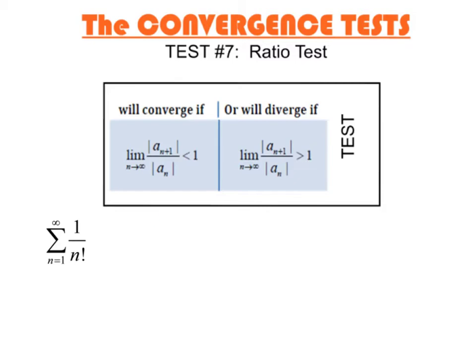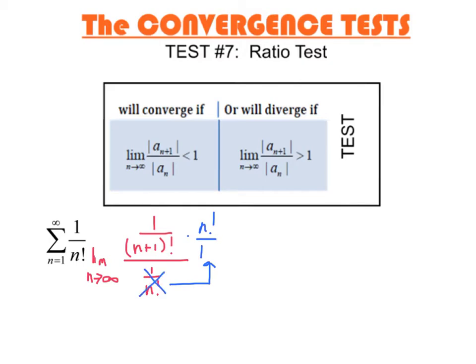The n plus first term would be 1 over n plus 1 factorial. Then we divide it by the nth term, which is just 1 over n factorial. So you notice I just replaced the n with an n plus 1 to get the next term. And then we're going to take the limit as n approaches infinity. Well, of course, dividing by a fraction, I'm just going to zip this over and multiply by the reciprocal.